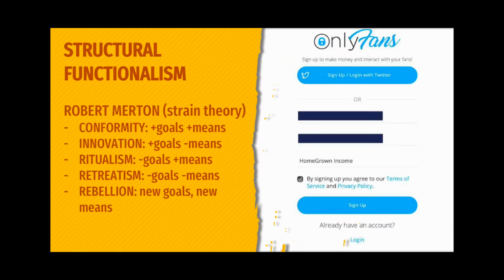Another theorist who spoke within the structural functionalist perspective is Robert Merton, who argues that deviant behaviors may be because of what we call a social strain. So Robert Merton suggested the strain theory, and according to him, a person is considered deviant when there is a mismatch in the cultural goal and the means that the person uses to achieve that cultural goal, or vice versa. And according to Robert Merton, there are five modes of how this could be understood.